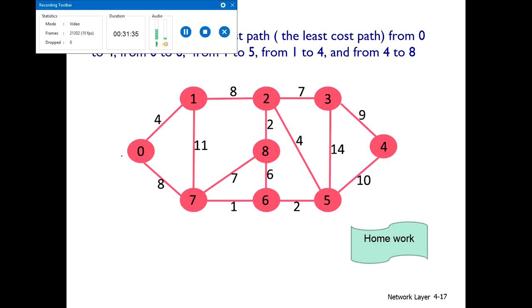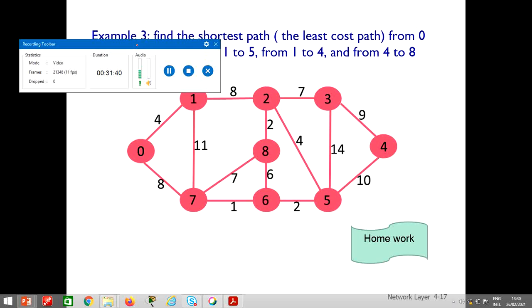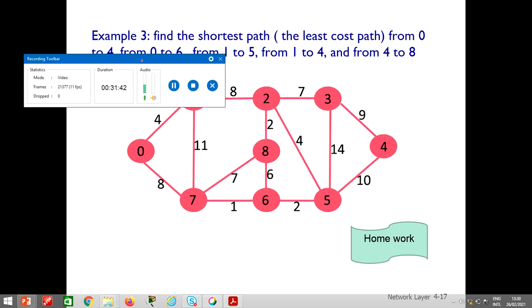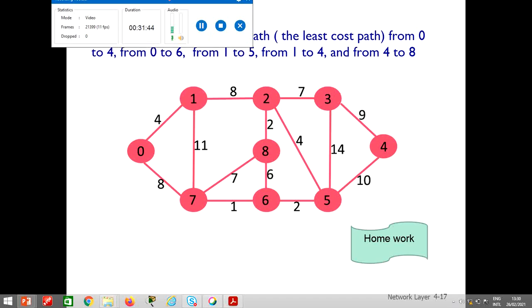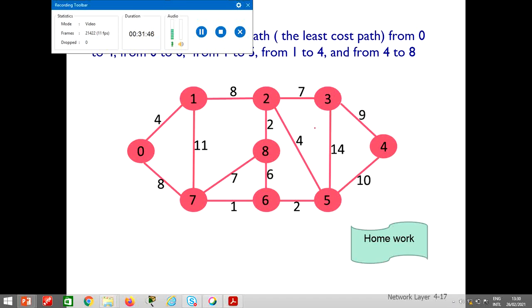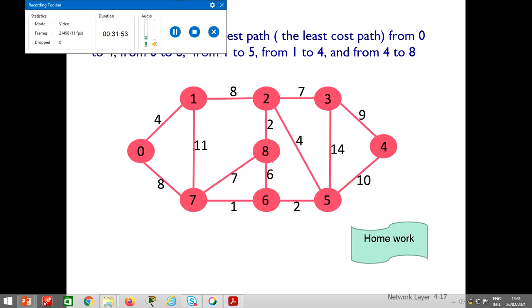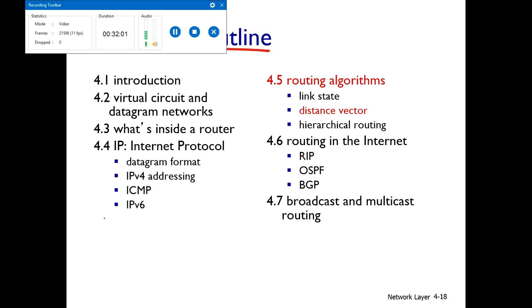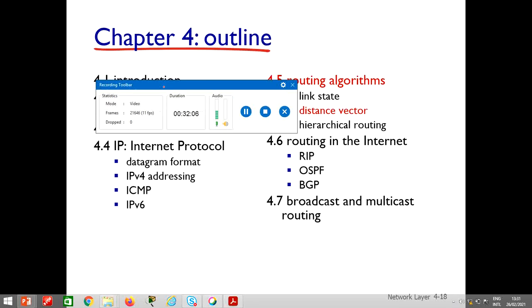So this is the practice. You can practice this at home by using Dijkstra's algorithm. You can find the shortest path, the least cost, from node 0 to node 4, from node 1 to node 5, from node 1 to node 4, and from node 4 to 8. So I think that is all about this lecture, and I'm going to finish this lecture over here.